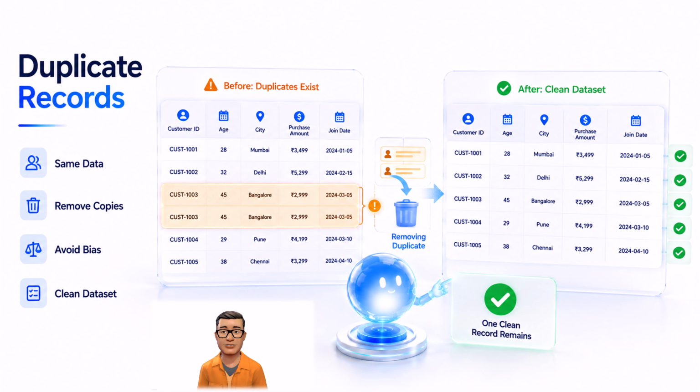Another common issue is duplicate records. Imagine the same customer appearing multiple times by mistake. If duplicates aren't removed, the AI may give too much importance to that customer's behavior. Cleaning duplicate records helps ensure that every training example has the right level of influence. The result is a data set that better represents reality.